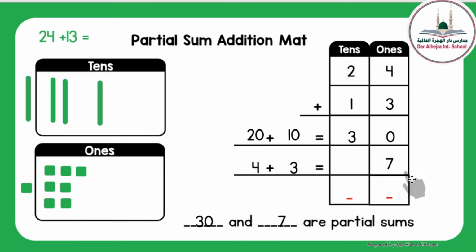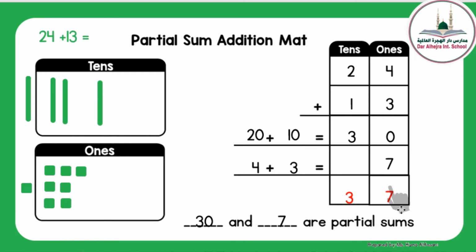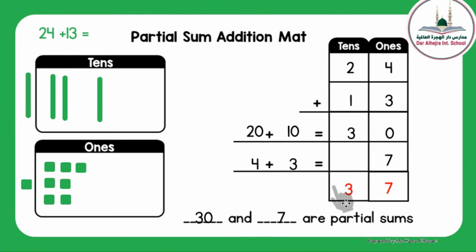But the final step is still left, that is we need to add the partial sums into a final sum. So I can add 0 and 7, I'll get a 7 here, and 3 and 0, so I'll be writing here 3. That means the final sum of these partial sums is 37. I can even double check my answer with these place value blocks. So let me check. These 3 tens mean 30, and I've got 1, 2, 3, 4, 5, 6, 7 ones, and that means it's a total of 37. That means my final sum is correct.